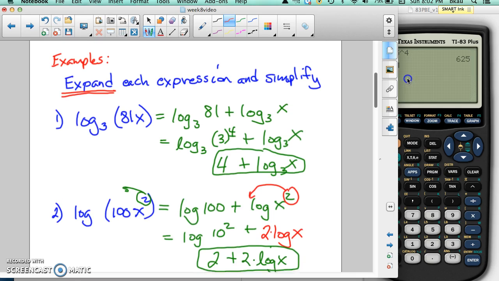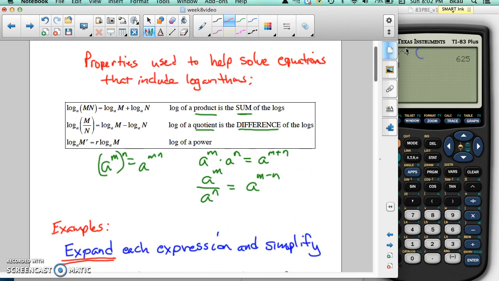So practice these properties with condensing, putting them together into one logarithm, and by expanding so that you can simplify some of those values. You want to do both of those using these 3 properties. And we're going to continue this on the next video in solving an equation.